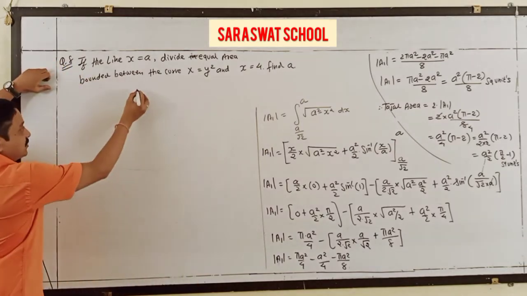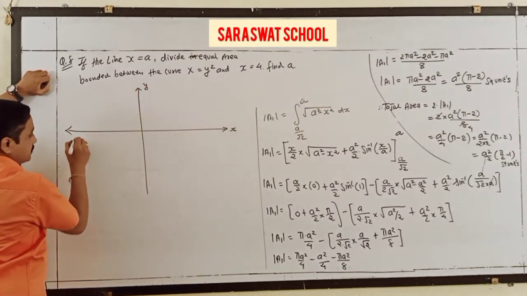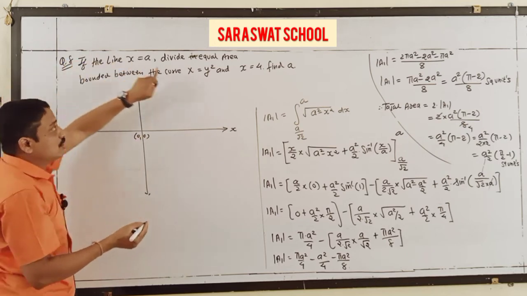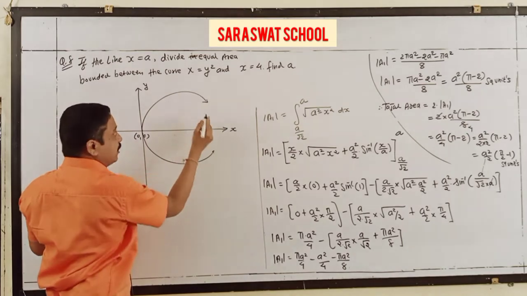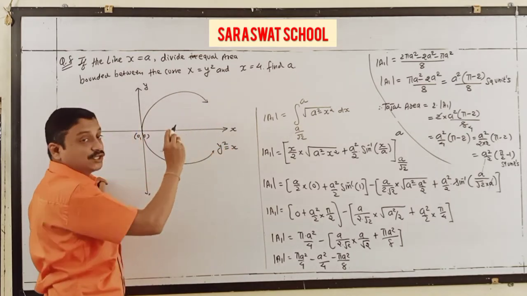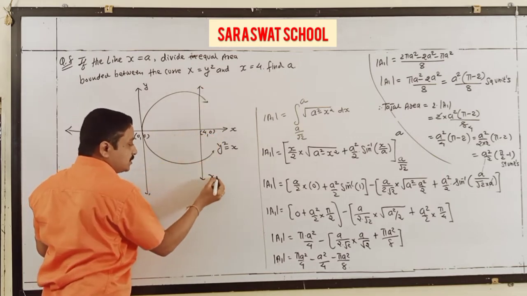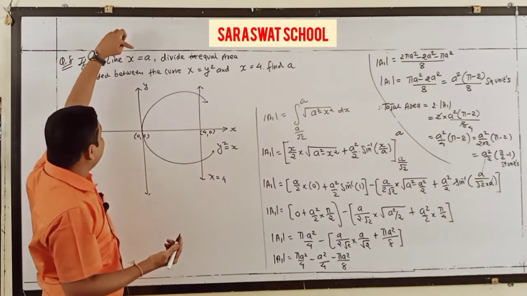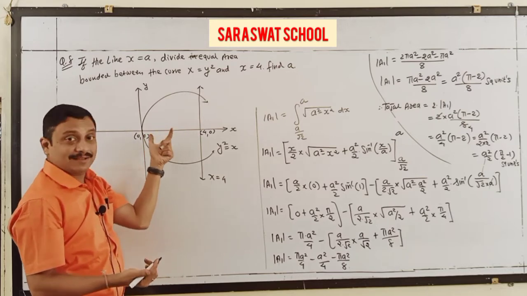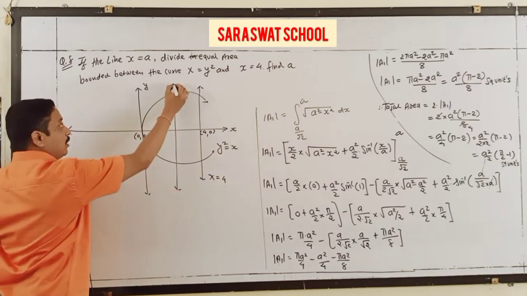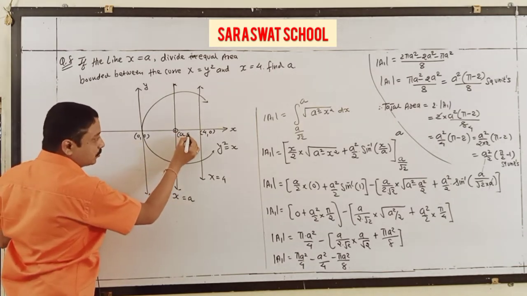Very easy. First of all, students, draw the curve, a parabola, with x, y and origin. This is your curve y square is equal to x, a completely parabolic first case. x is equal to 4 means here 4 comma 0, x is equal to 4. Now read that the line x is equal to a divides into equal areas the region bounded between them. This is the total area. Here it is divided into 2 parts but equal, meaning the line x is equal to a, here a comma 0.